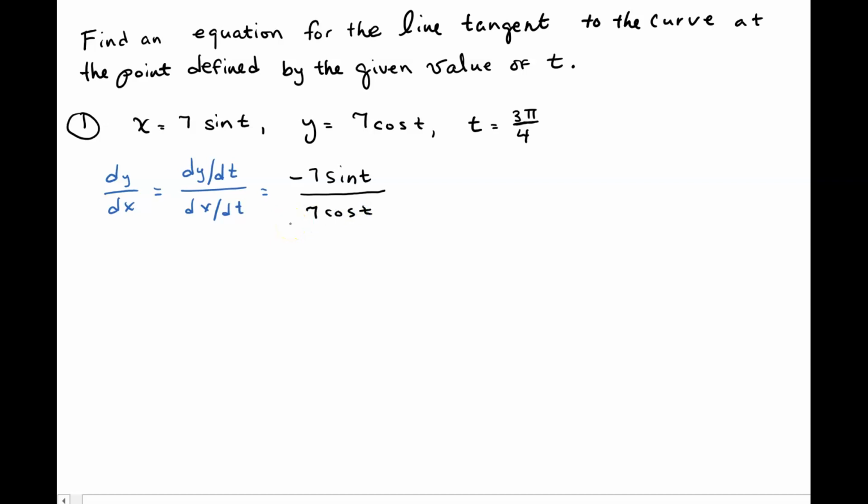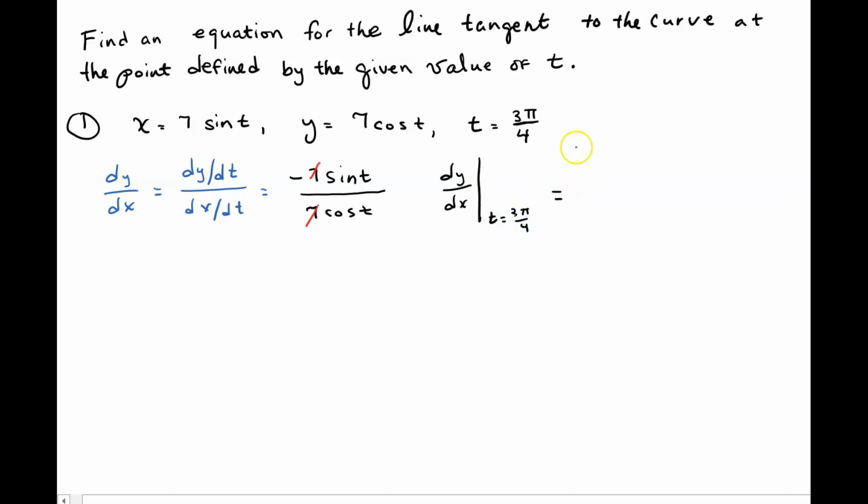Now you could write this out as a tangent. Sine over cosine is tangent. You can definitely also eliminate the 7's. So I'm going to eliminate the 7's, but I'm going to leave it as sine and cosine. I think it's just a little bit easier to figure out when we're evaluating. So now that we've got that, all right, I again want dy/dx, and I want to evaluate it at t equals 3 pi over 4.